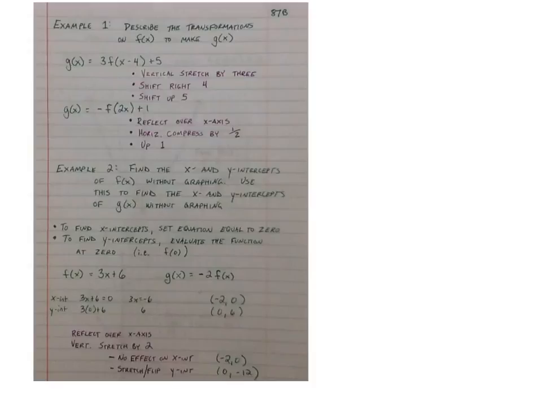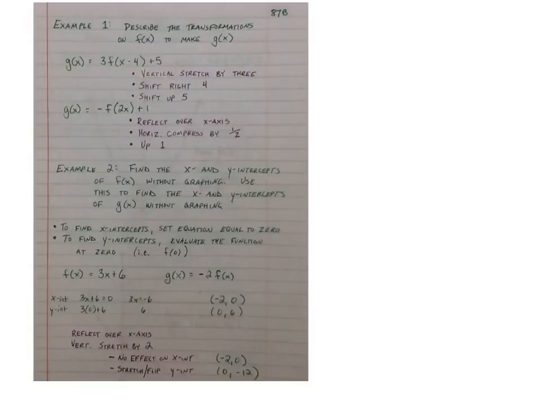In the second equation, we have the negative in front, and the negative is telling us to flip the function over the x-axis. Then we have an x being replaced with 2x. What that means is horizontally compress it by 1/2, and then we have the plus 1 at the end, which tells us to move up 1.